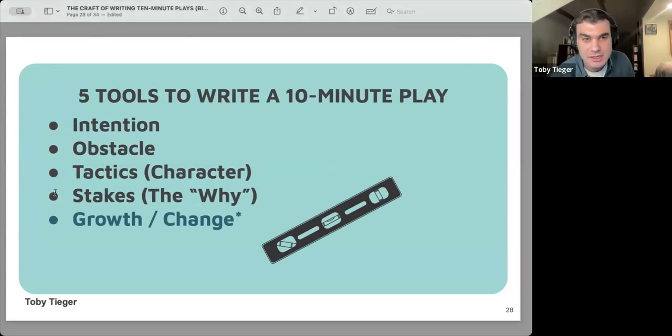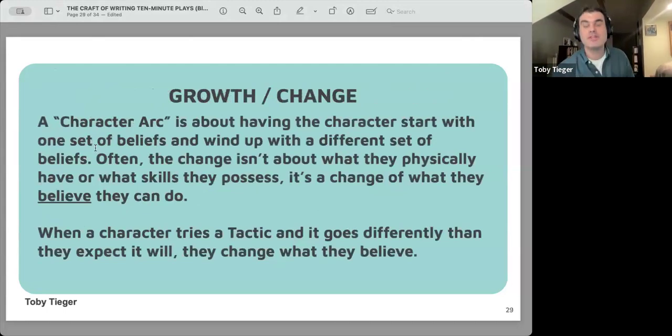Now, when we talk about a character arc, you talk about a character starting with one set of beliefs and winding up with a different set of beliefs. Often the change isn't about what they are going through and what they have physically or their skills. It's a change of what they believe that they're capable of doing over the course of the story.